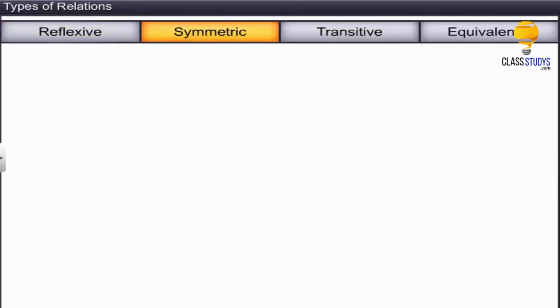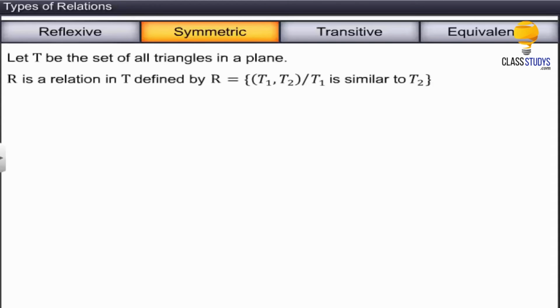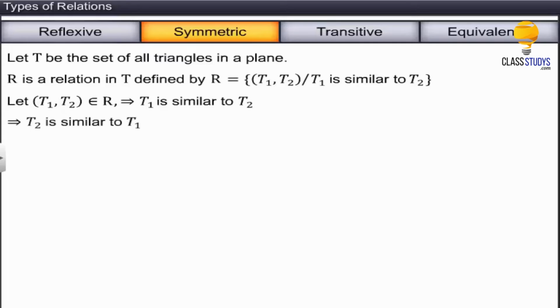Next, let's see when a relation is said to be symmetric. Again, consider the same relation R in T defined by (T1, T2) such that T1 is similar to T2. Let (T1, T2) be an ordered pair in set R. Then it will imply that T1 is similar to T2. So we can also say T2 is also similar to T1. This implies the ordered pair (T2, T1) is also in R.